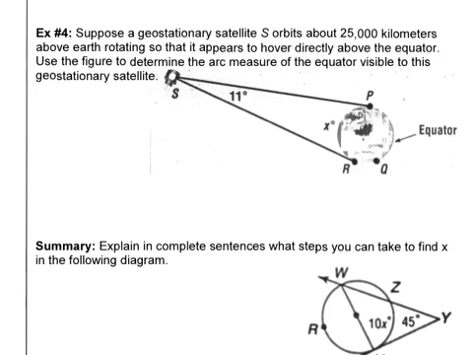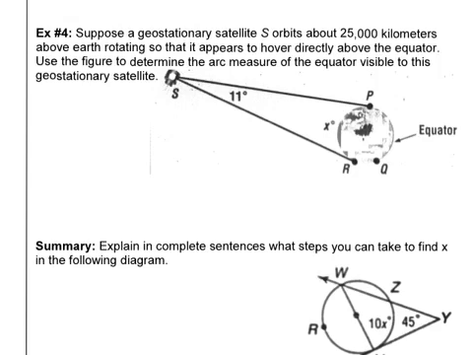Basically, I'll let you read this if you want, but we have a satellite out here orbiting around the Earth, and we know this angle is 11 degrees. We don't know what this arc is, and we don't know what this arc is. But we're going to try and figure out the arc measure of the world that the satellite can actually see at one time.